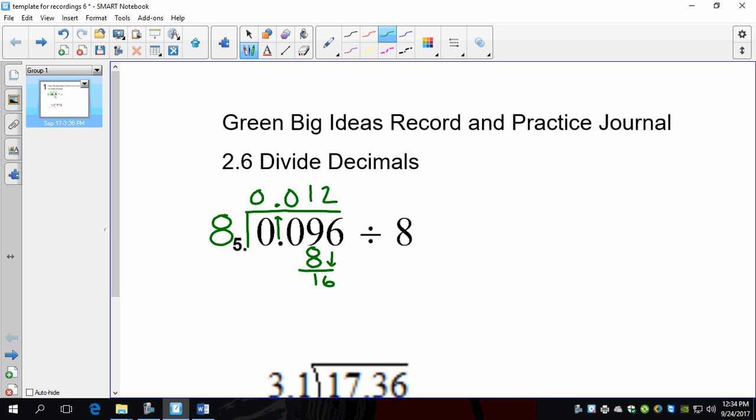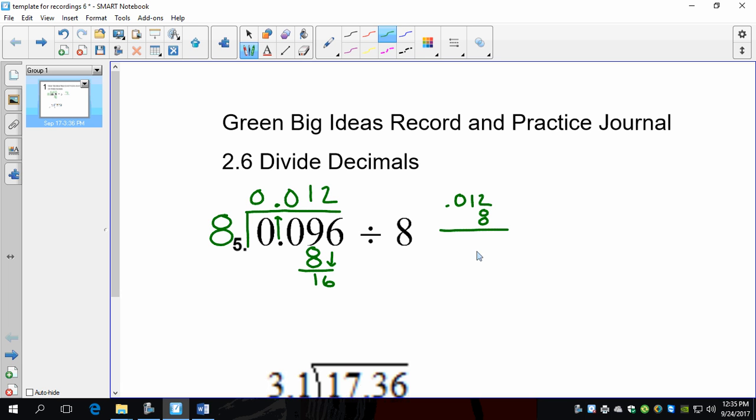If I want to check my work just to make sure I did it correctly, because dividing decimals is probably something new, we can simply work some multiplying decimals into checking our work. So we want to take our quotient, which is 0.012, and we want to times that by 8. And if we times that by 8, we should end up with our dividend. Remember, 8 was our divisor. Divisor is the number that goes outside the box.